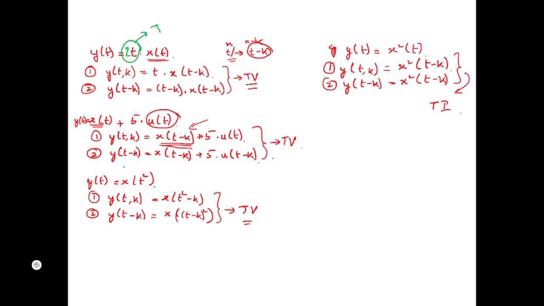Now, second example: y(t) equals x(t) plus 5 u(t). u(t) is the unit step function, which we already discussed, from t equals 0 to infinity, or n equals 0 to infinity. So x(t) plus 5 u(t). Is it a signal? It is not a signal. What is the signal? Only this x(t) is the signal.